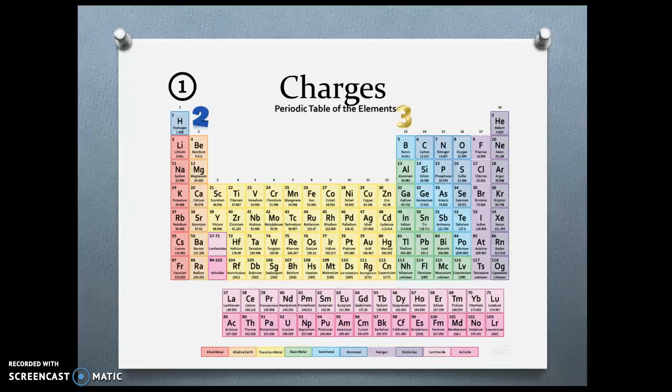Now we move on to group 13, which has a charge of 3. And skipping group 14 because of its charge of 0, we go on to group 15, which starts our negative charges with negative 3, then negative 2, and finally group 17 with a charge of negative 1.